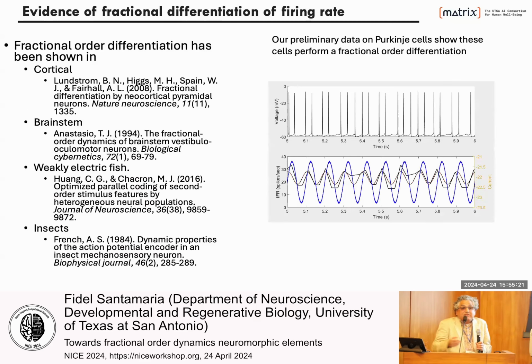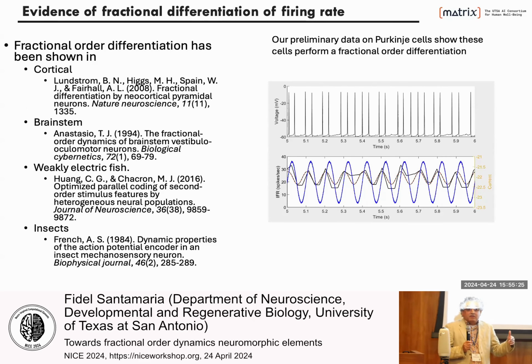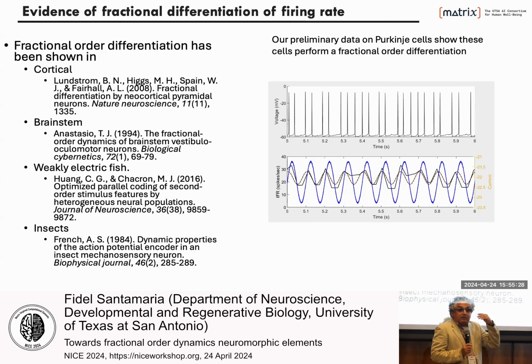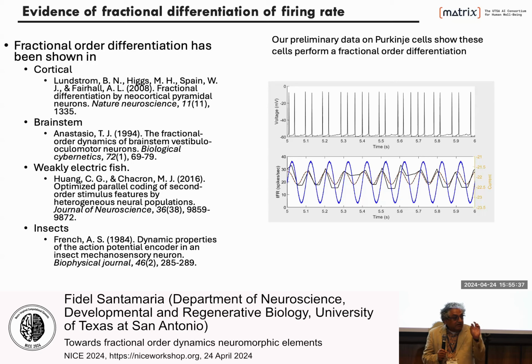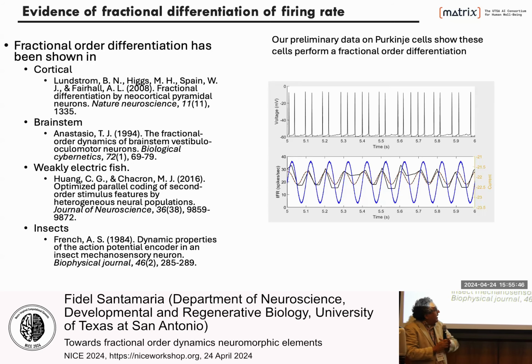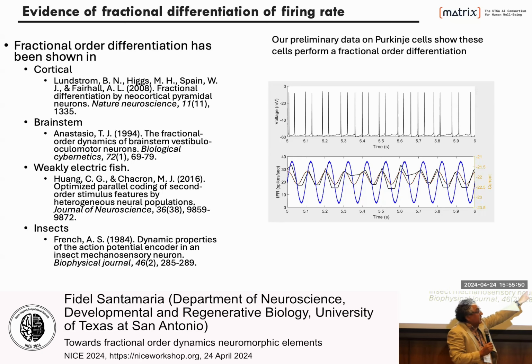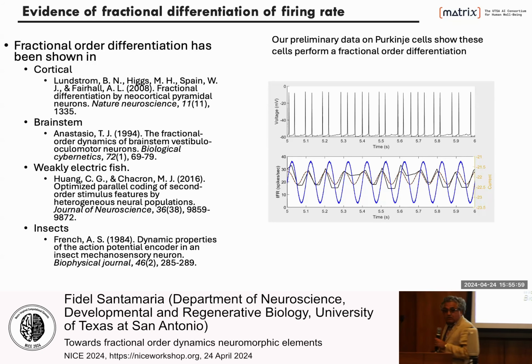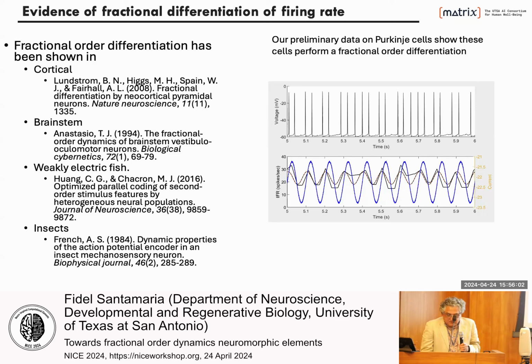I'm saying that because there's accumulating experimental evidence that primary sensory neurons perform a fractional order operation. Their firing rate is proportional to a fractional derivative of their input. That's a list of experiments. And this is from my own lab, recorded from a Purkinje cell. Our preliminary data also shows that Purkinje cells, the primary neuron in the cerebellum, perform a fractional order derivative of the input. That poses a lot of interesting questions in neuroscience that we're pursuing, but I'm not going to talk about that today.